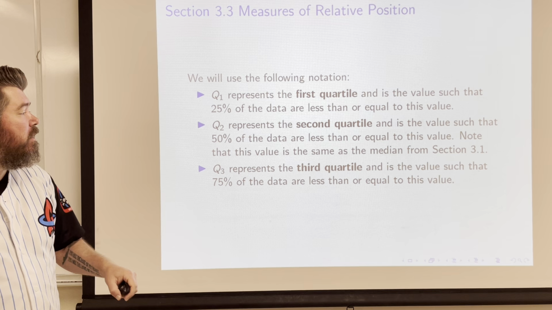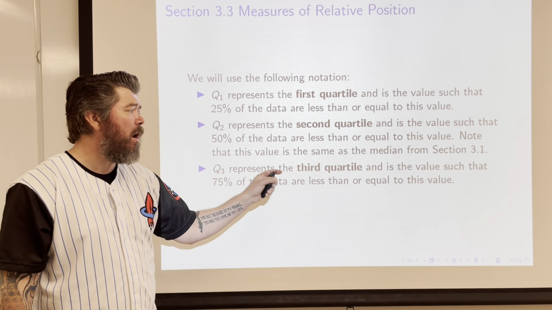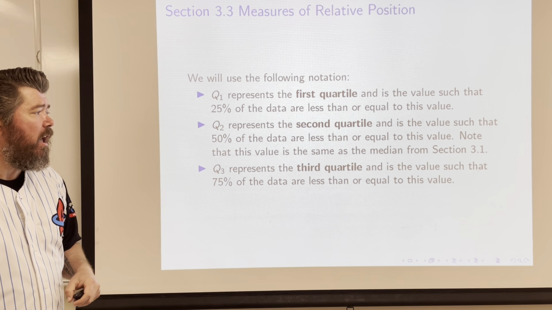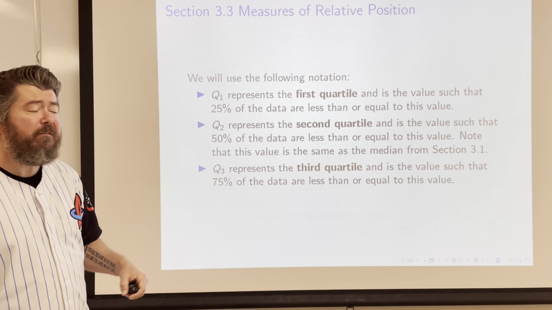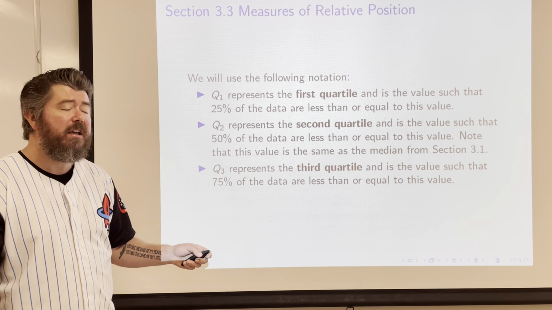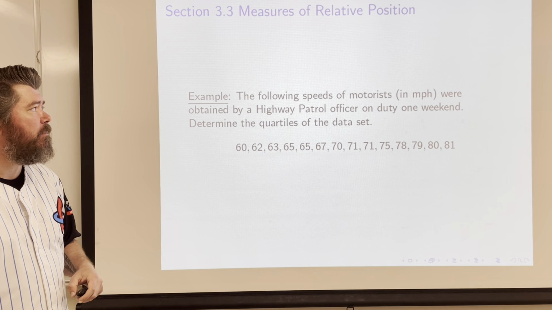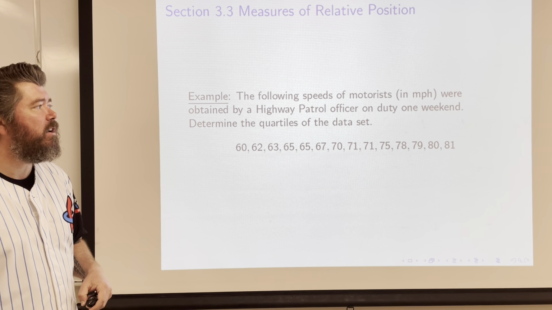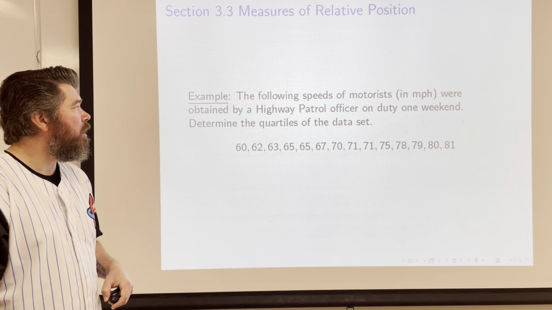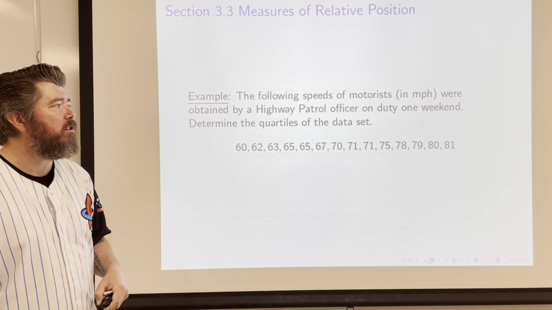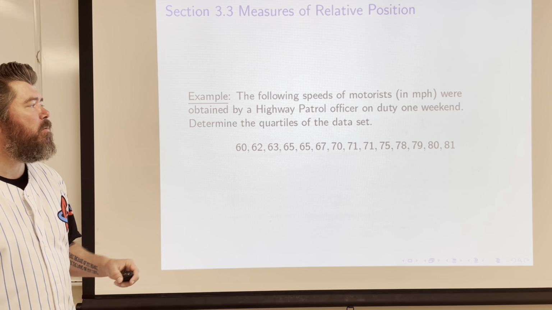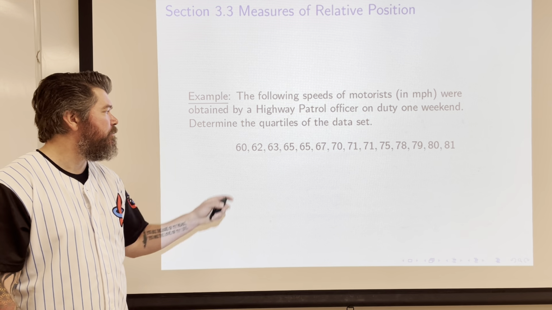So finally, Q3 represents our third quartile. And this is the value such that 75% of the data are less than or equal to this value. Let's look at an example. The following speeds of motorists in miles per hour were obtained by a highway patrol officer on duty one weekend. Determine the quartiles of the data set.